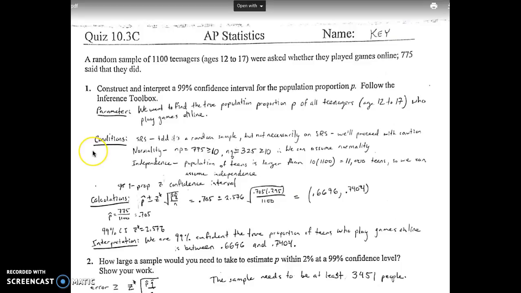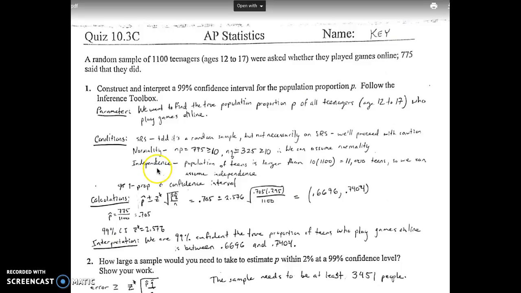For the SRS condition, we're told that it's a random sample, but we're not necessarily told that it's a simple random sample. So we're going to proceed with caution. For the normality, they don't say that our sample is from a normal distribution, so we have to check NP and NQ and make sure they're bigger than 10. And for NP, we get 775, and NQ, we get 325, and obviously both of those numbers are much larger than 10. Therefore, we can assume normality for this population.